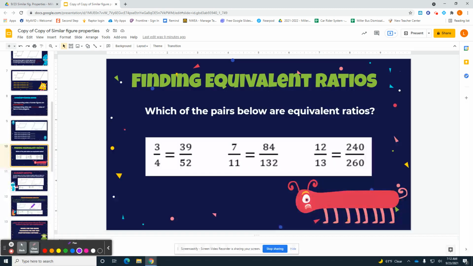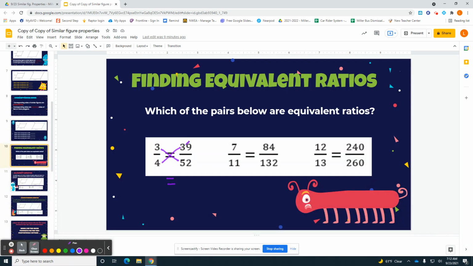Finding equivalent ratios. So which of the pairs below are equivalent ratios? So how do you find equivalent ratios? Well, you can do it two ways. This first ratio is already in simplest form, so you can simplify this and see if you can get it to equal this one. Or the easiest way is just to find the cross products. If they give you the same thing, then they are equivalent ratios.